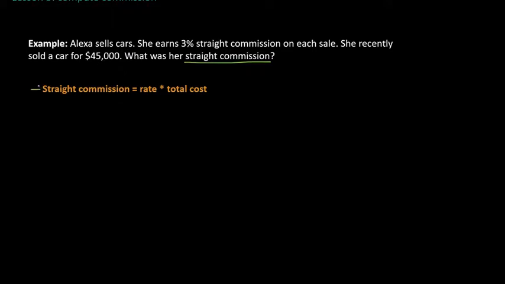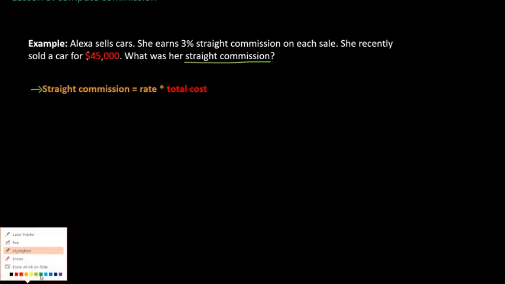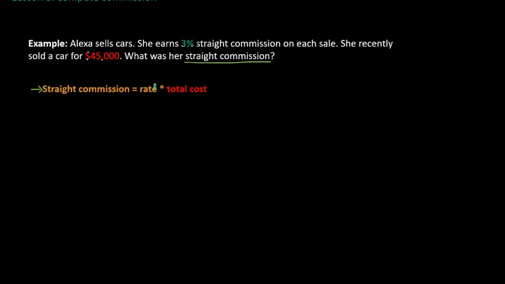Our straight commission formula is that we take the rate, the commission rate, times the total cost or total sale, and that tells us how much she'll be paid. So in this instance, we can see that the price of the car, her sales, were $45,000. That's representing total cost, okay? So again, it could be cost of a single item. They might tell you the sales she made that month or something like that. And then what's the rate? What is our commission rate? They tell us it's 3%. So 3% is the rate.